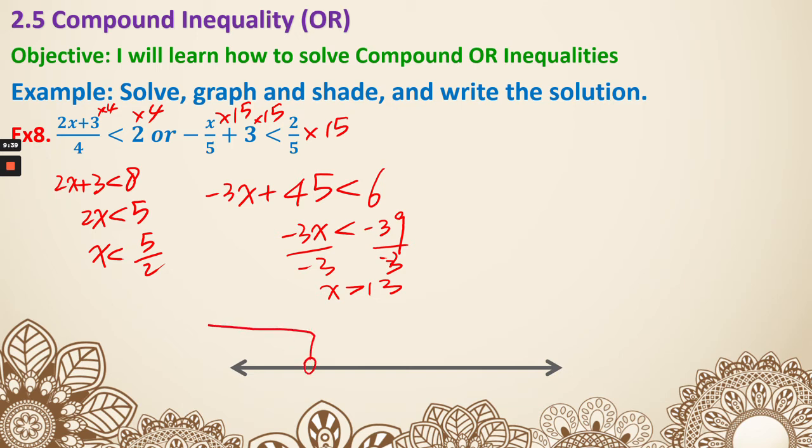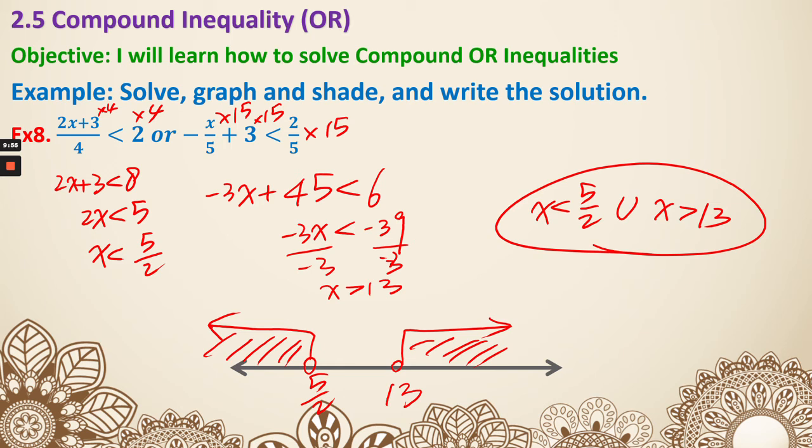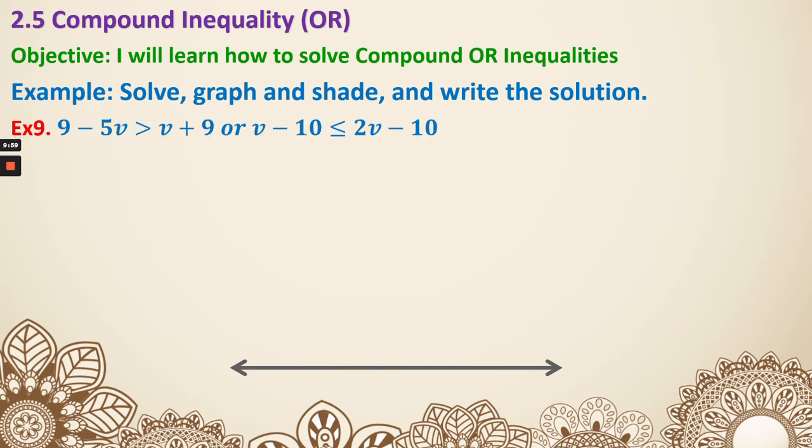So less than 5/2 and greater than 13. So I shaded the part. Final answer, x is less than 5/2, union x is greater than 13. That is number 8. Number 9, here's another special case.